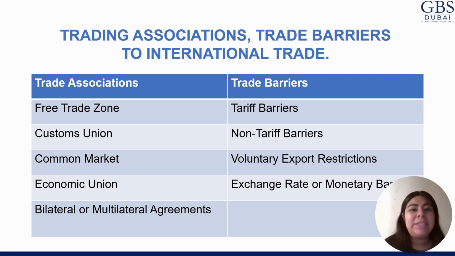Let's start with the trade associations, which are agreements between countries to promote trade and economic cooperation. Their main objective is to reduce or eliminate the barriers to trade. On the other hand, we have trade barriers, which are obstacles that countries impose on international trade in order to protect their economy, the local industry, or national security.